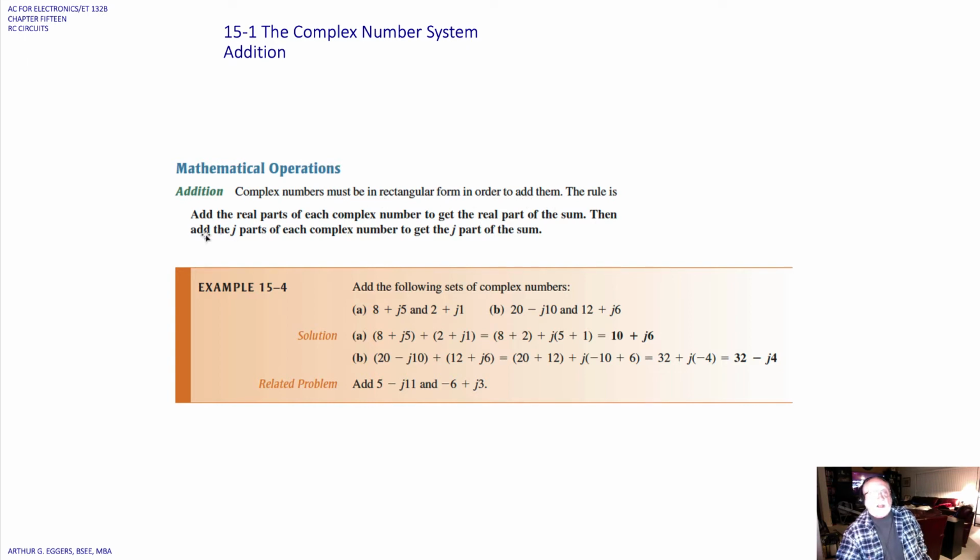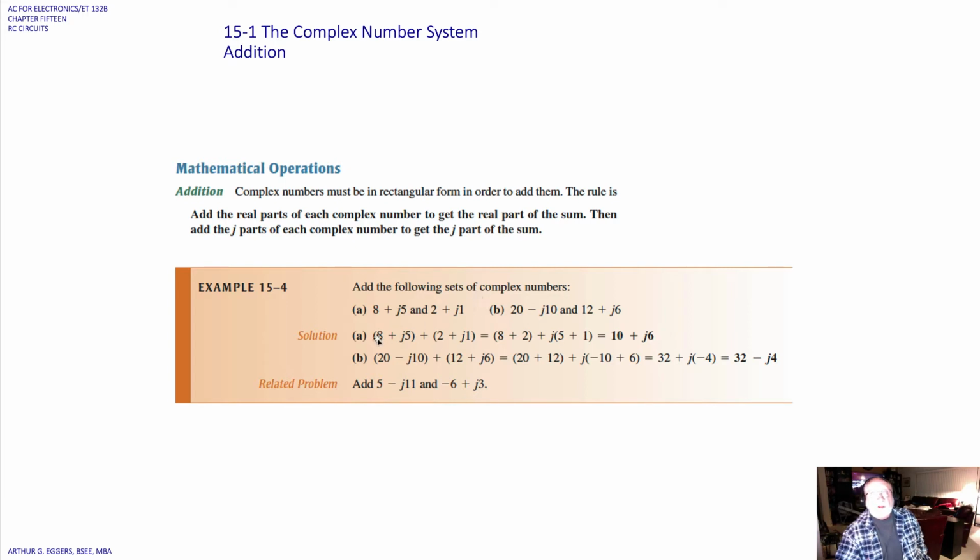The rule is: add the real parts of each complex number to get the real part of the sum, then add the imaginary j parts of each complex number to get the j part of the sum. So the example says we want to add 8 plus j5 to 2 plus j1, and we want to add 20 minus j10 and 12 plus j6. To do this, we add together each of the parts separately, and then the answer becomes one complex number.